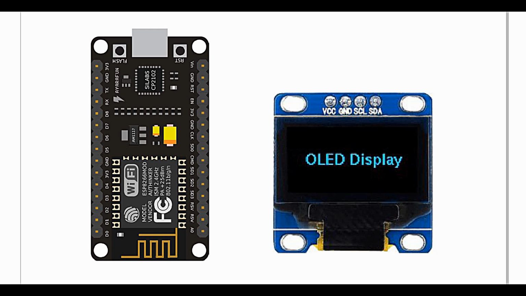On the left you can see the NodeMCU or ESP8266 module, and on the right you can see the OLED display module. This OLED display module is also available in an SPI communication format, and the one which we are going to interface uses I2C communication, that is the Inter-Integrated Circuit protocol.